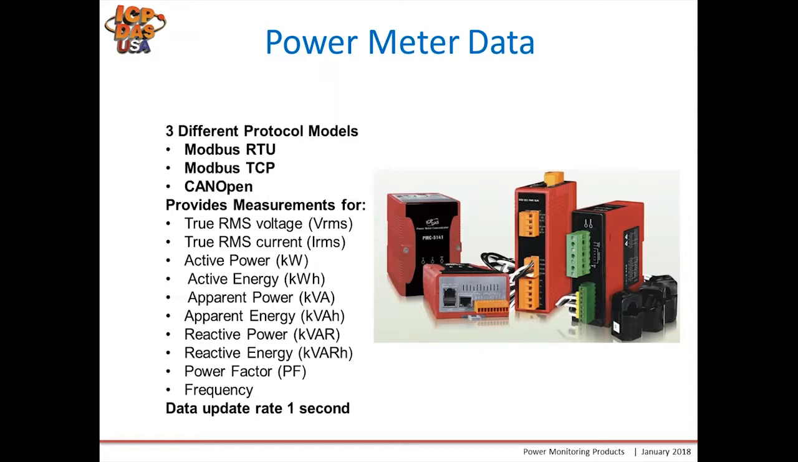The parameters shown here are the measurements provided by the power meter. The data is updated every 1 second, so if you poll the data, you can get new data every 1 second of a poll. They include the RMS voltage, current, active power, active energy, apparent energy, power factor, and frequency.